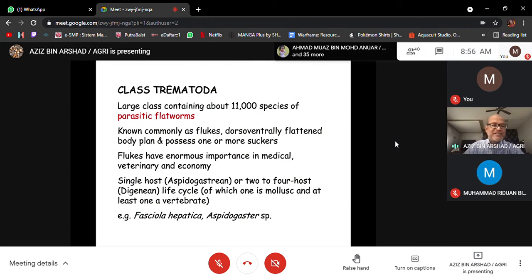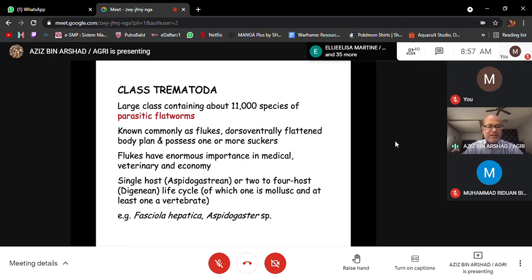Next class is Trematoda. This class is made up of parasites, unlike Turbellaria, which are not parasitic. They are commonly known as flukes. Flukes, remember the term flukes. They are dorsoventrally flattened, that means flatworm, and they have suckers. Flukes have enormous importance in medical, veterinary, and also fisheries, and also the economy as a whole.